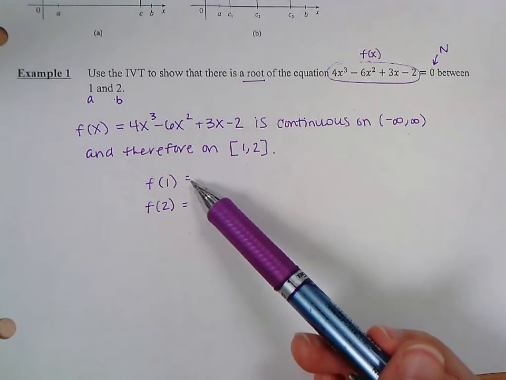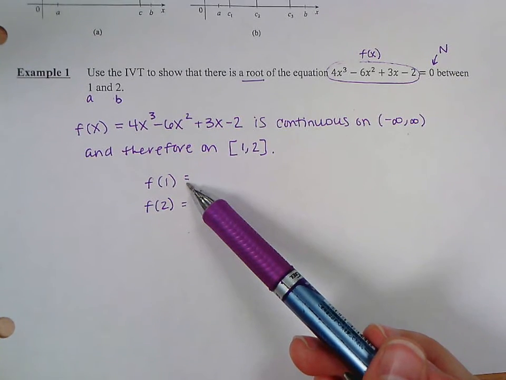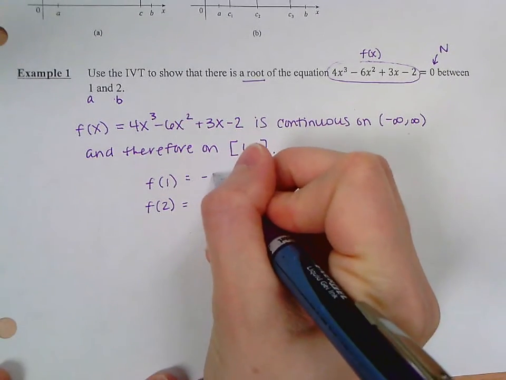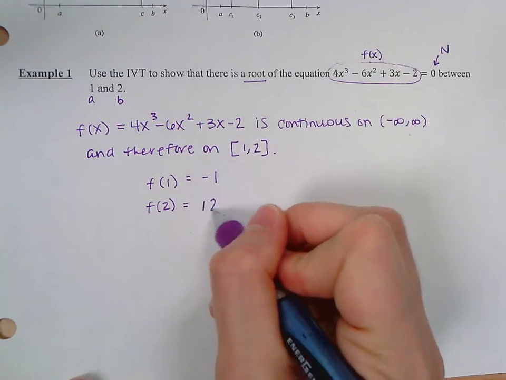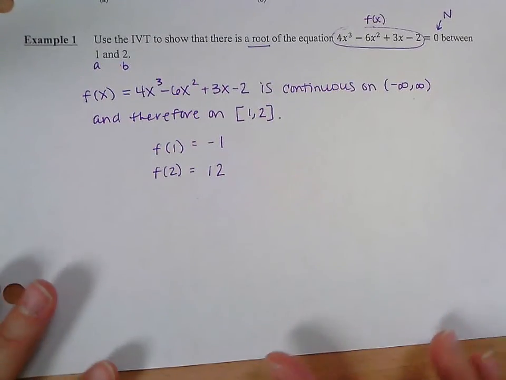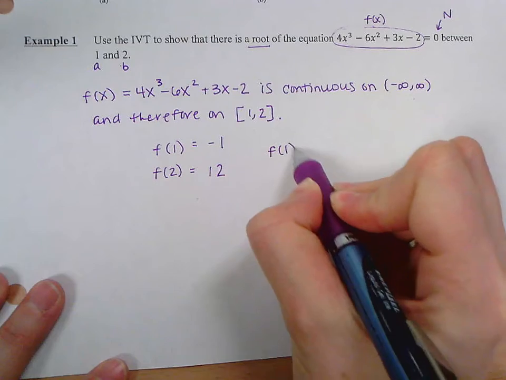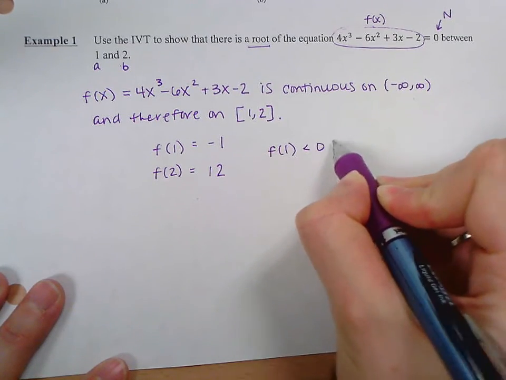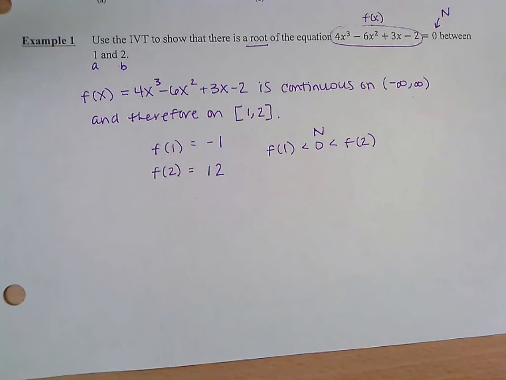So f of 1, anybody have what that is? Negative 1. And then f of 2 is 12. All right. 0 is in between negative 1 and 12, right? So I'm just going to make a note here. I would have f of 1 is less than 0, which is less than f of 2. So I just showed that my n value is in between f of 1 and f of 2. That's what you want to see happen.